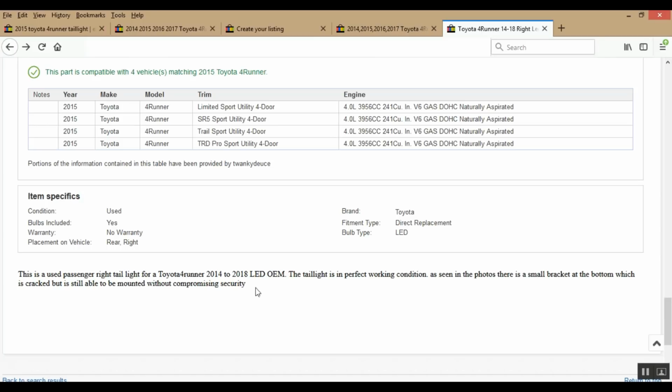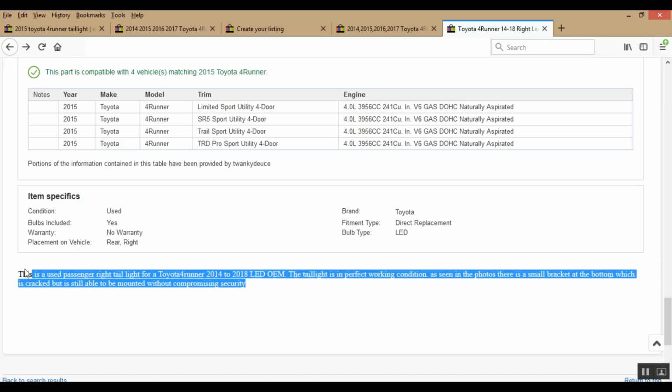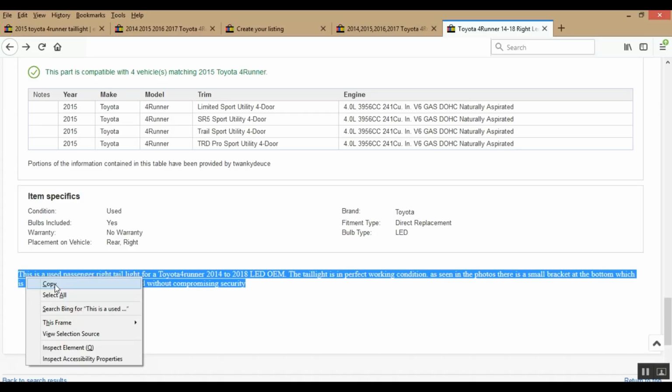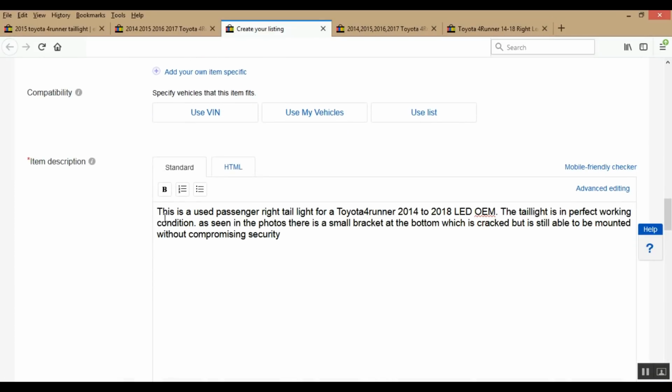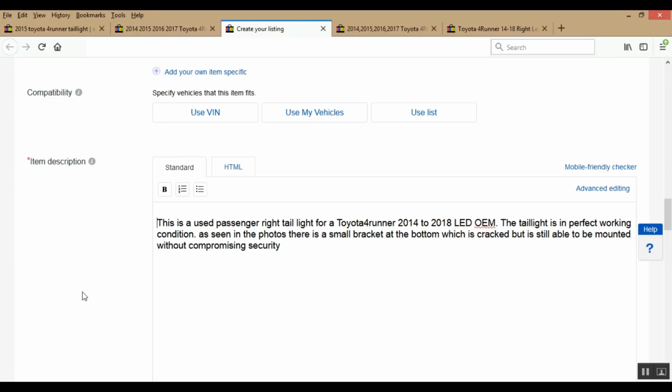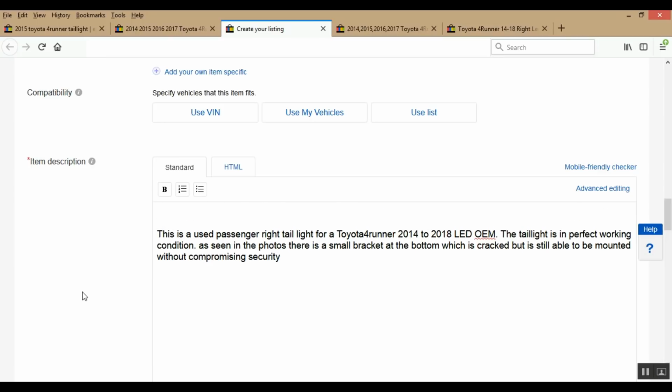Okay, all right, so I'm going to go ahead and copy theirs and just change it up a little bit. So I'll copy that. I'll plug it into here. And I like mine to feel a little nicer. This is probably totally unnecessary. I have a Toyota 4Runner taillight for sale. Probably completely not necessary at all, but I don't know. I just do it anyway.